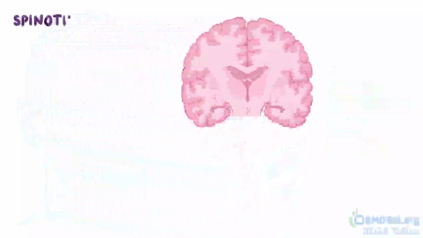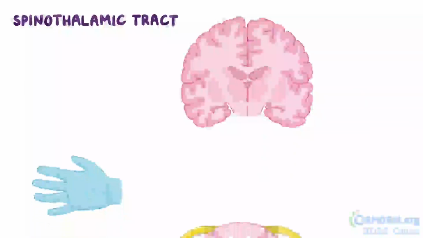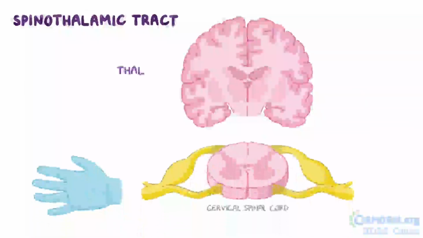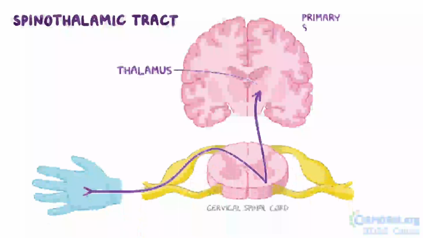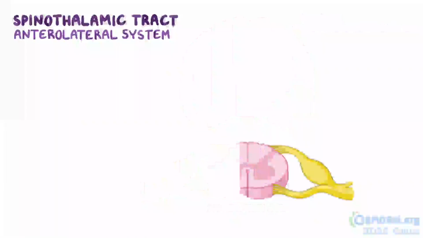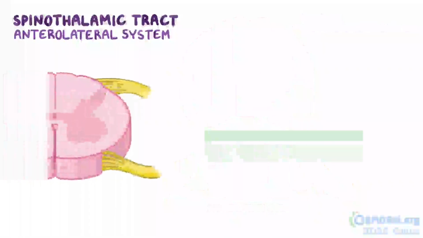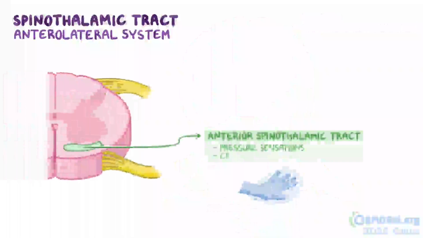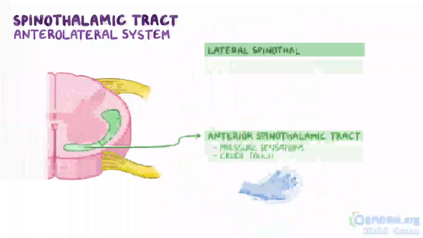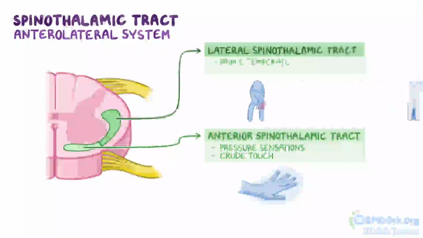Let's explore the spinothalamic tract first. Information transmitted in this pathway begins in the periphery, travels to the spinal cord, and then all the way up to the thalamus and finally to the primary somatosensory cortex. The spinothalamic tract is divided into the anterior spinothalamic tract, which transmits pressure sensations and crude touch, and the lateral spinothalamic tract, which conveys pain and temperature sensations.